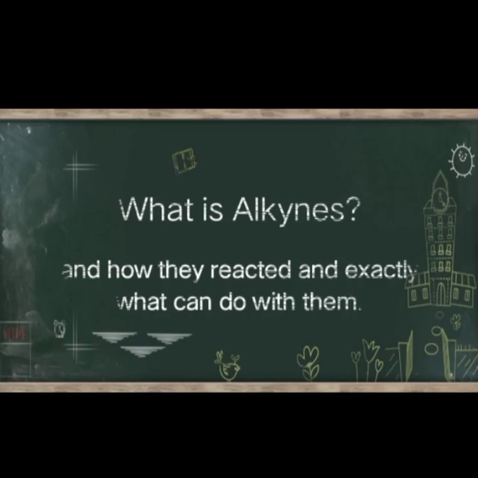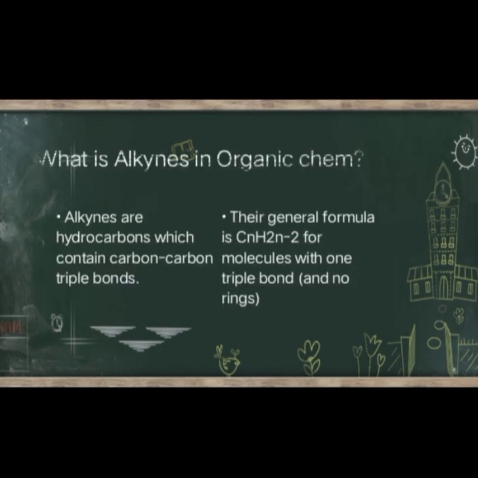What are alkynes, how do they react, and exactly what can you do with them? The alkynes are hydrocarbons which contain carbon-carbon triple bonds, together with their general formula, which is CnH2n-2 for molecules with one triple bond and no rings.